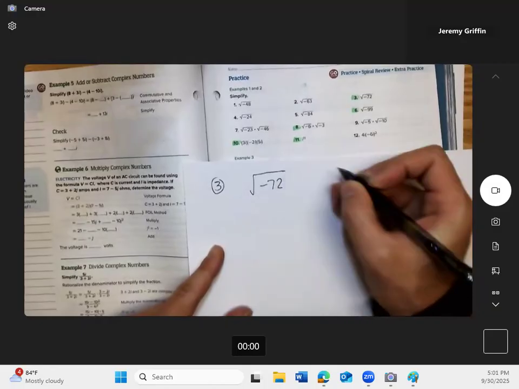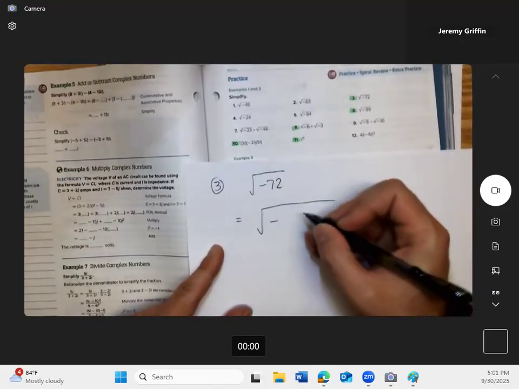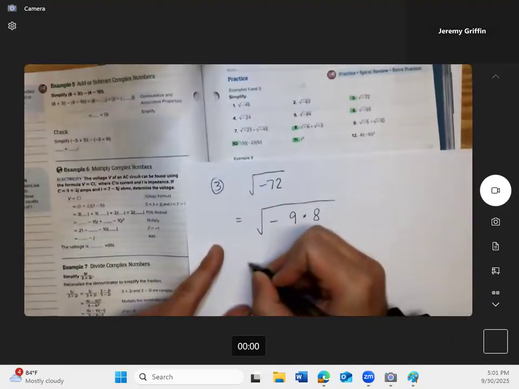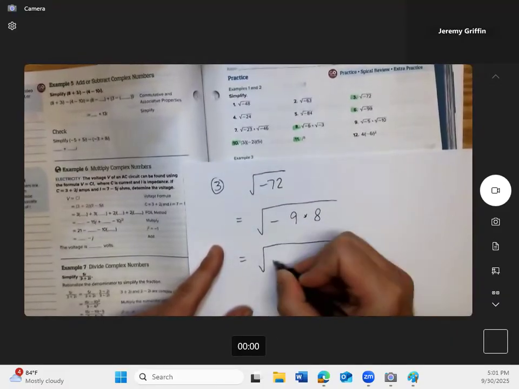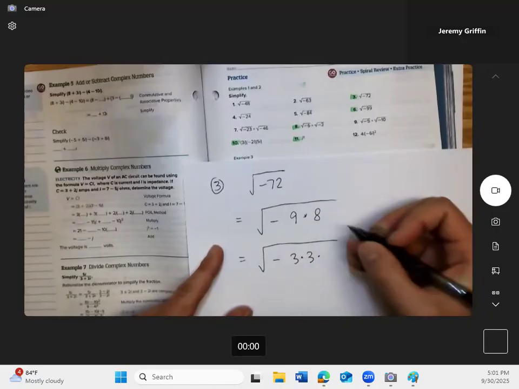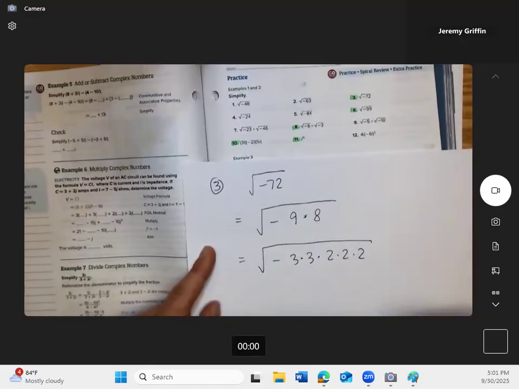Well, let's see. Got square root, got negative 72. Could that be 9 times 8? Okay, and that further breaks down: 9 is 3 times 3, and 8 is 2 to the power of 3, which is 2 times 2 times 2. And this is all under the square root.